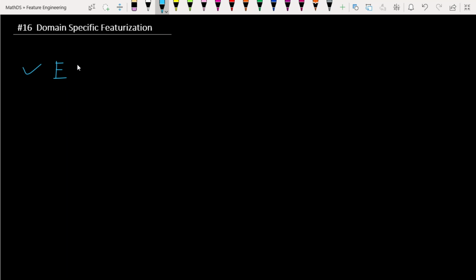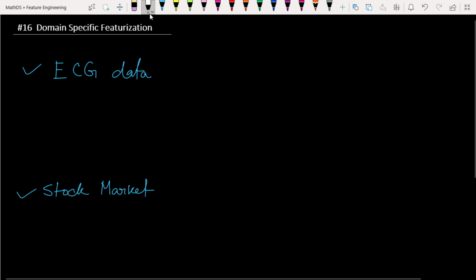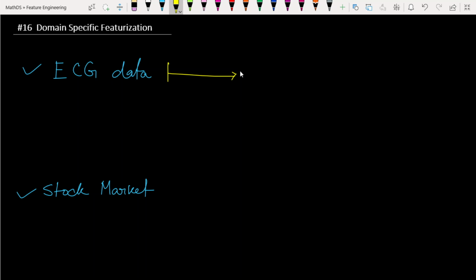It will be better if we consider the ECG data, and another one is the stock market data. These are the two types of data we have. Now our main requirement is that, based on this data, we have to make some decisions. Suppose in this ECG data, we have to build some model that would predict the heart attack.